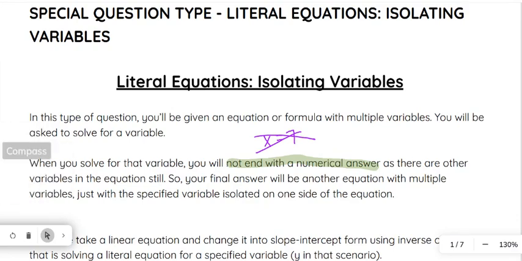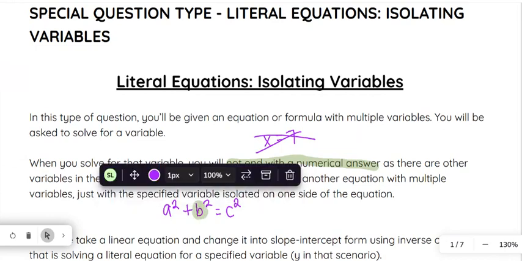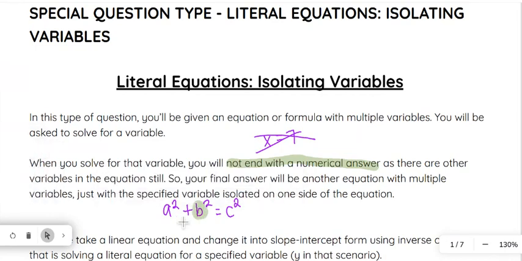So for example, maybe I have something like the Pythagorean theorem, a squared plus b squared equals c squared. And in that scenario, I'm asking you to solve for one of the three variables. So for example, if I asked you to solve for b, you'll be getting b by itself and then equal to whatever's over on the other side, which we'll talk about how we get there. But we'll be just manipulating and using inverse operations on the equation to get the variable by itself.